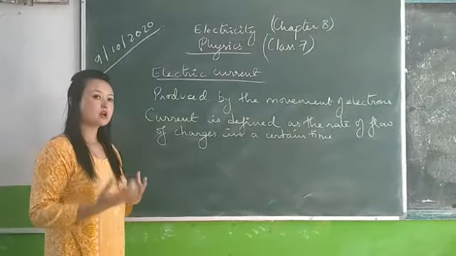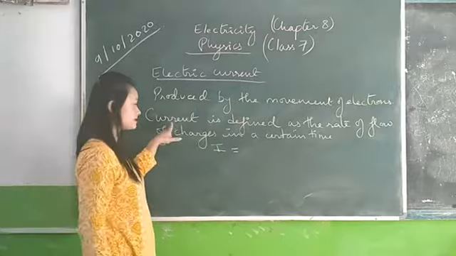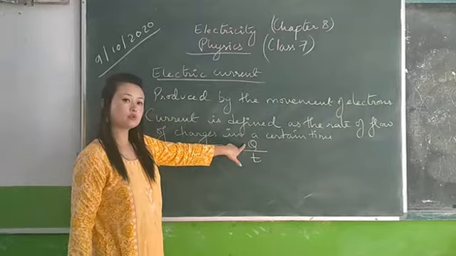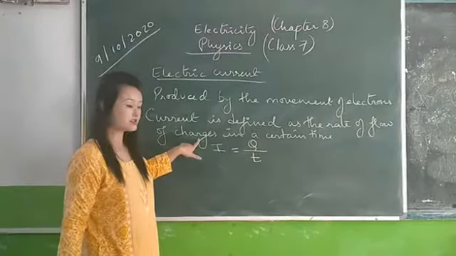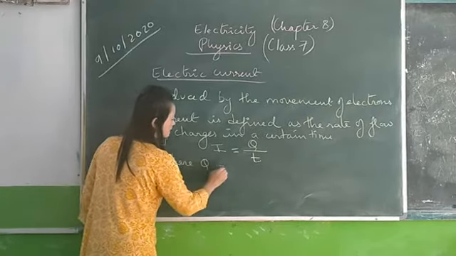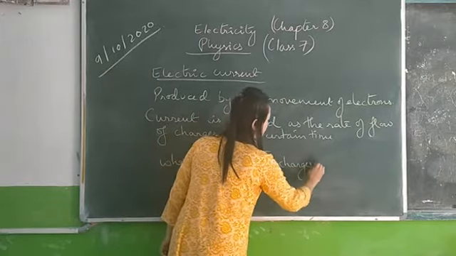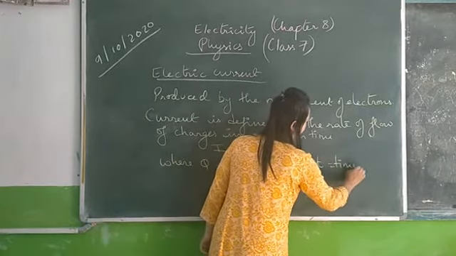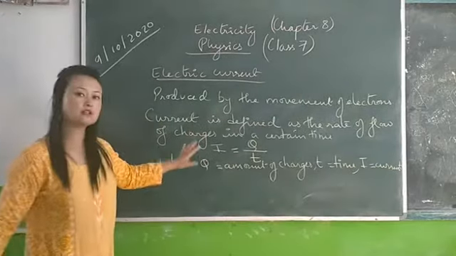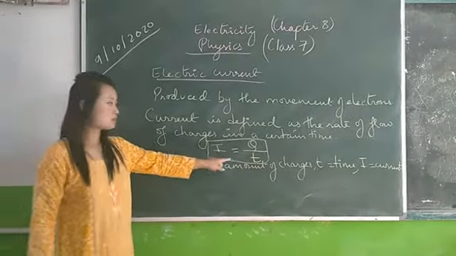And how do we write it mathematically? We write it as I represents current. Okay, I symbolizes current. Q divided by T. What does Q represent? Q represents the amount of charges. T represents time. So where Q is the amount of charges, T is your time, and I is your current. Okay, so this is the mathematical expression of current. So how do we write the formula for current? I is equal to Q by T.